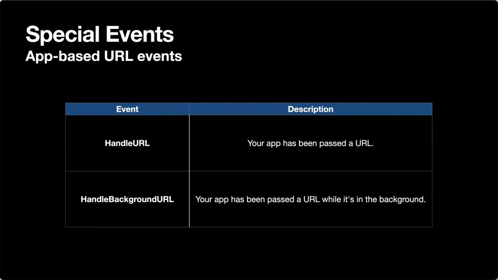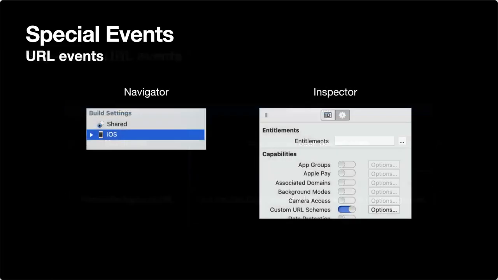And these app-specific URLs will typically be something like the app name, a colon and slashes, and then the part that follows is like a command and some data, that sort of thing. But they're not, again, URLs in the web browser sense. Now, the way you set these up is you go to the navigator, click on iOS under Build Settings. You go over to the Advanced tab in the inspector, and you turn on the Custom URL Schemes capability, and then you click Options, and in there, you'll be able to set up the URLs that your app can respond to in the URL events.